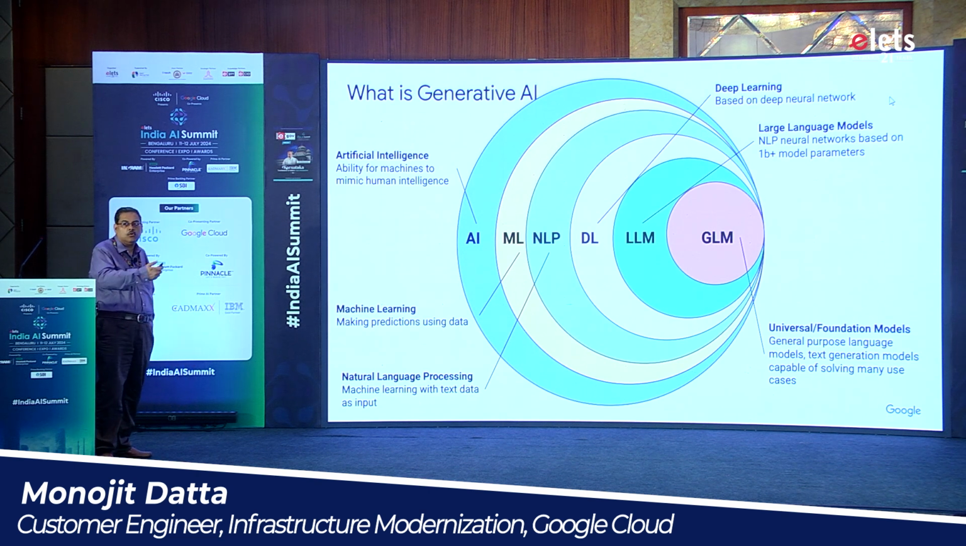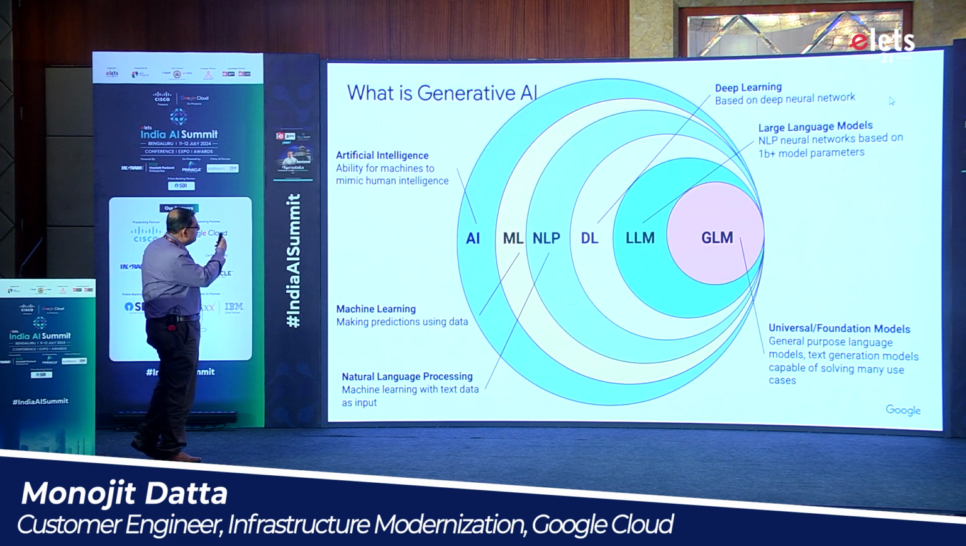We all talk about generative AI. Everybody talks about what it is, how it came about. So basically, AI, artificial intelligence, that is the first layer.